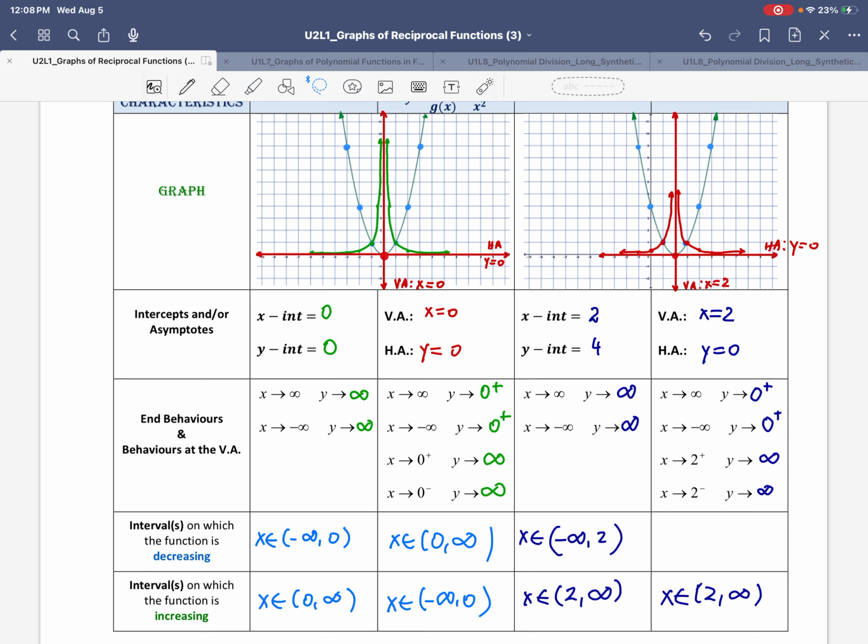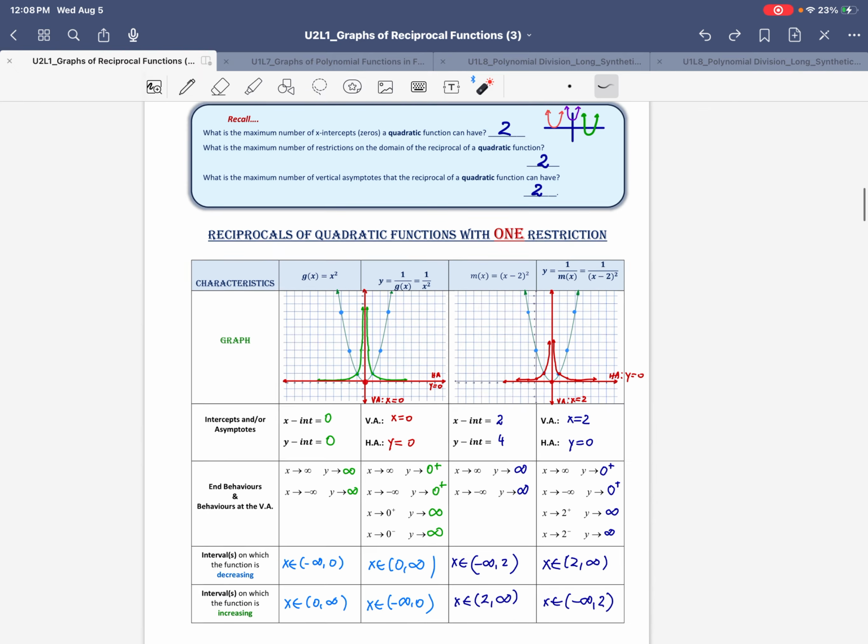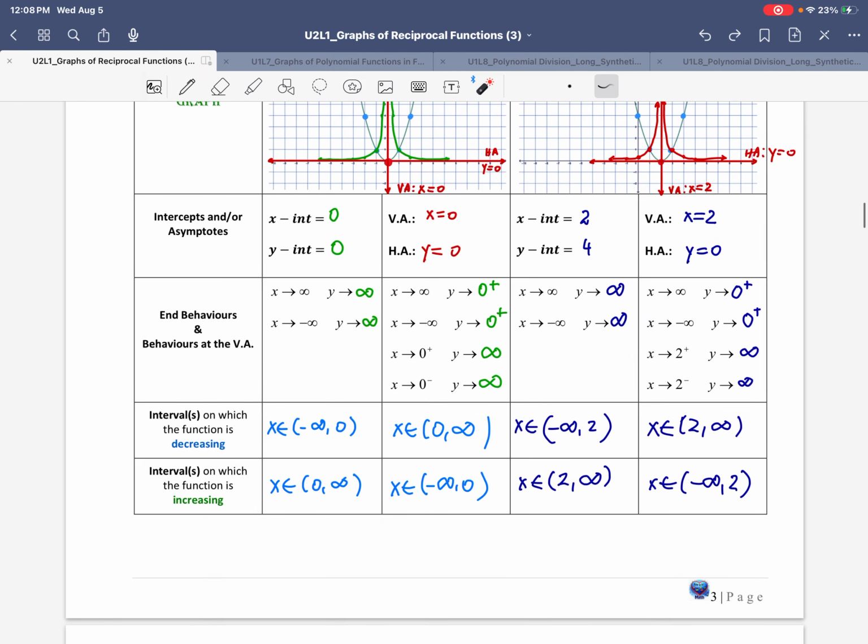Here we go. Decreasing interval right here. So, they're going to swap places. And negative infinity to 2, again, from negative infinity to 2, we'll see an increasing interval. So this is a reciprocal of a quadratic function with one restriction.